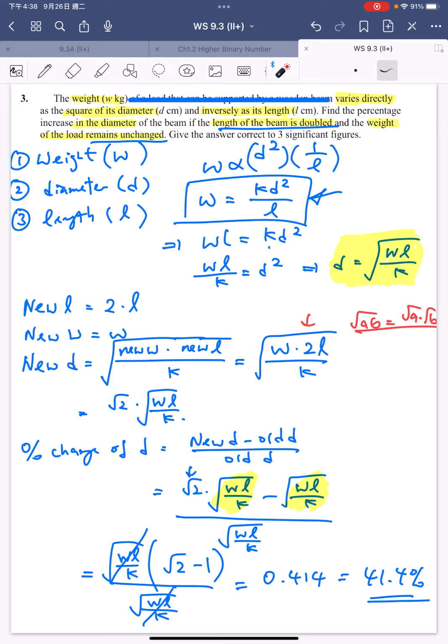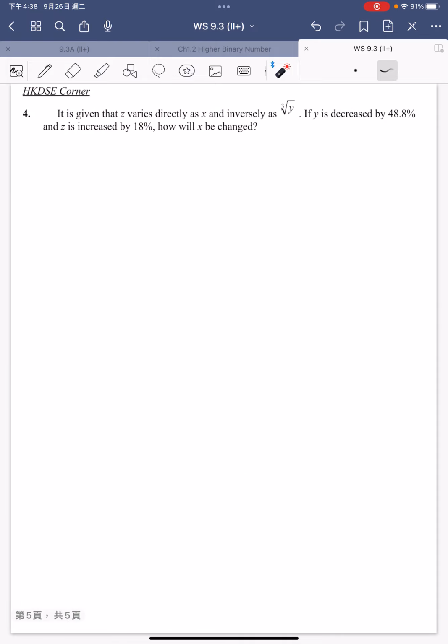Alright, so now it's our turn to do a similar question, which is in the DSE exams. It's a similar question type, so we can try to do it as well. First of all, it's saying that Z varies directly as X and inversely as the cubic root of Y. So don't be scared about this cubic root, just write it like a normal square root.